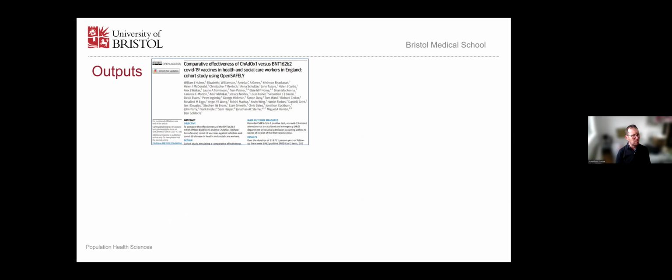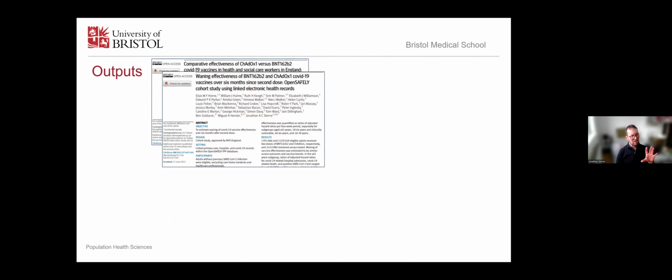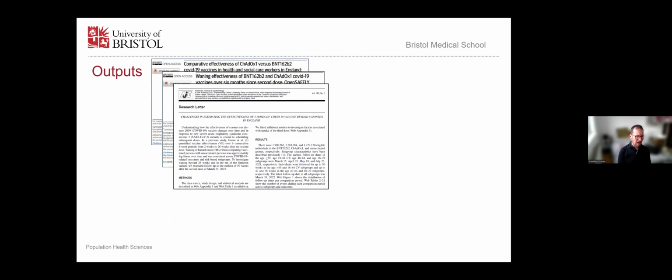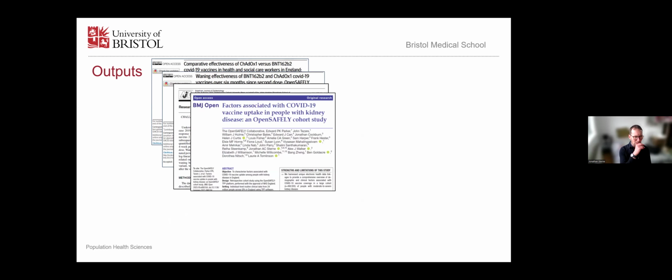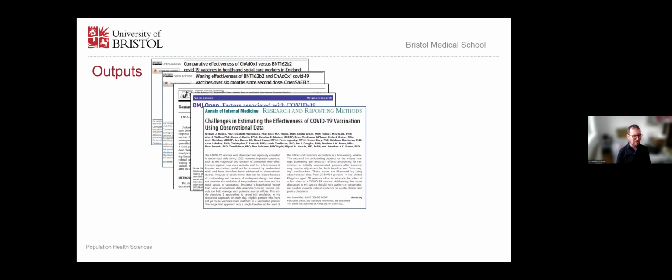So the first paper, led by Will Hume, was published in 2021 in the BMJ. I'm going to say a bit more about all that. This was the comparative effectiveness of AstraZeneca versus Pfizer vaccine in health and social care workers. We then looked at waning effectiveness of those two vaccines over 6 months after the second dose, and looked at when that became difficult beyond 6 months. Ed Parker led work on vaccine uptake in people with kidney disease.